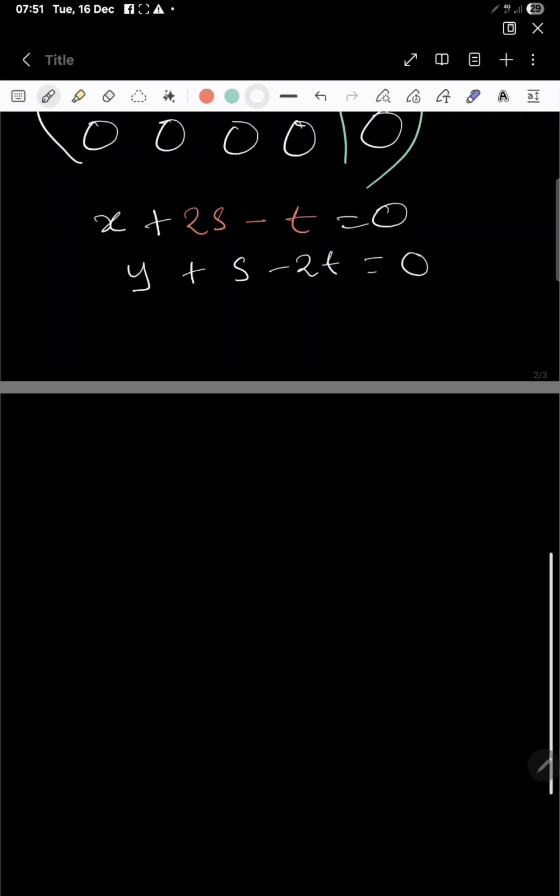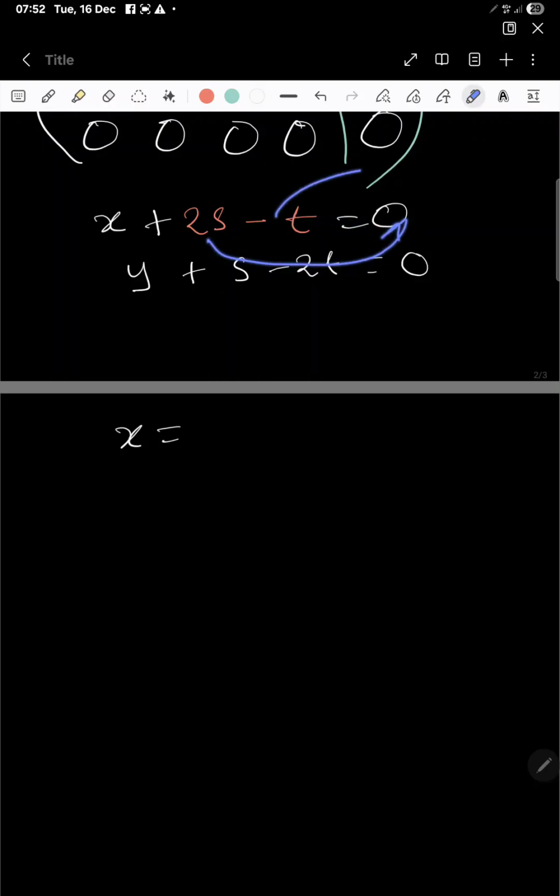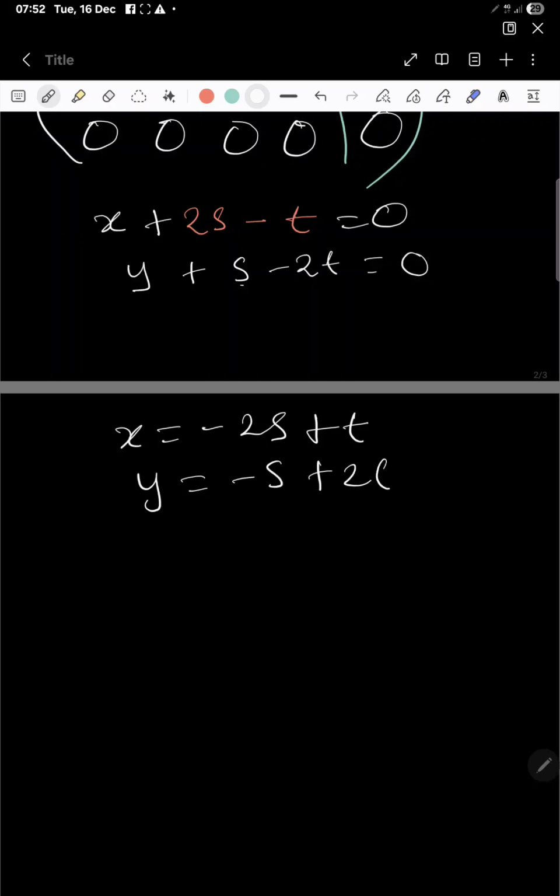So from there now, you need to find the value of x first and then find the value of y. From the two equations, you can make x the subject, and also you can make y the subject. So x is equal to, when you take this one to the other side, it's going to be a negative, and this one is going to be a positive. So you are going to have minus 2s plus t. And then when you make y the subject, you shall have y is equal to negative s plus 2t.